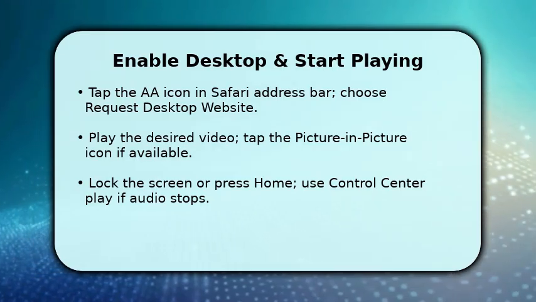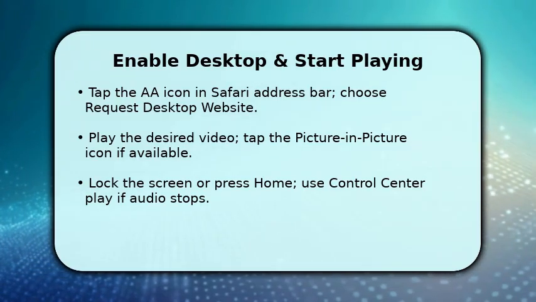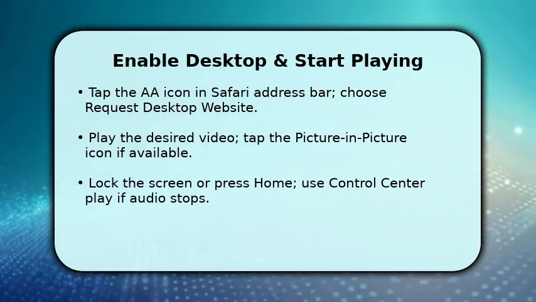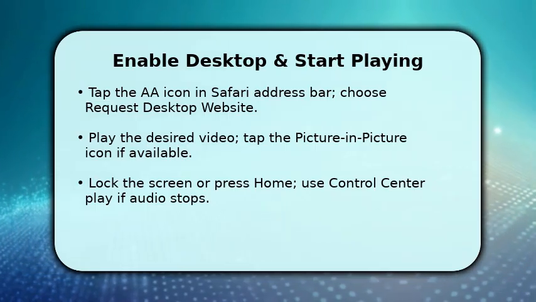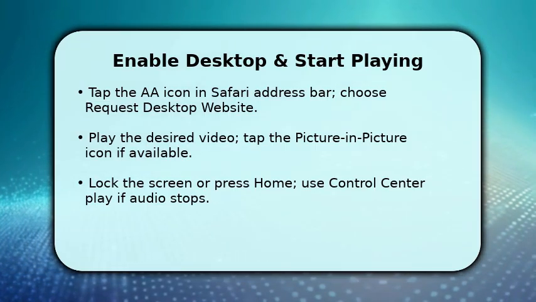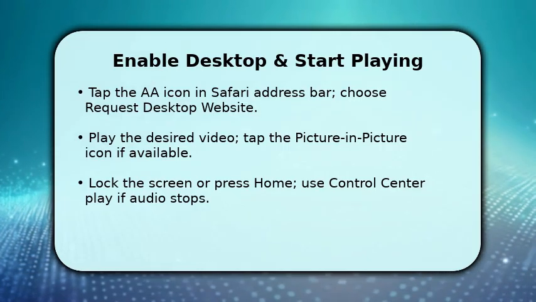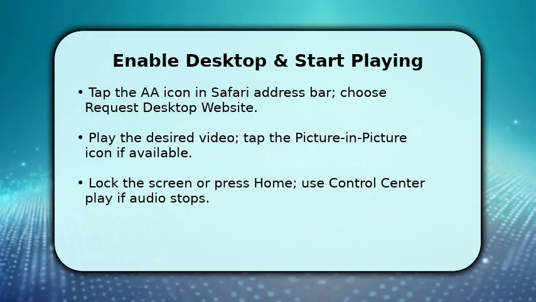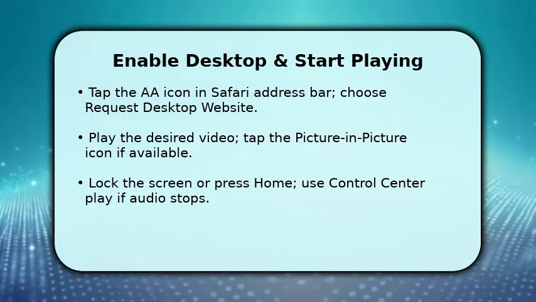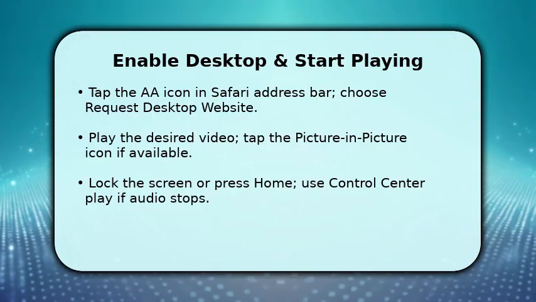Start the video, and when the PiP icon appears, tap it. If PiP isn't shown, play the video, then press the home gesture to background the page. If audio pauses after locking, open Control Center and press play to resume without unlocking. This sequence uses iOS's web playback quirks to keep audio alive.